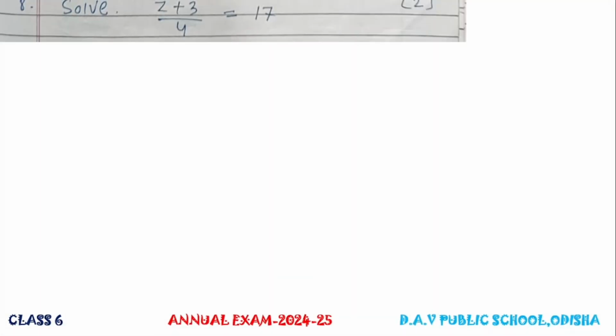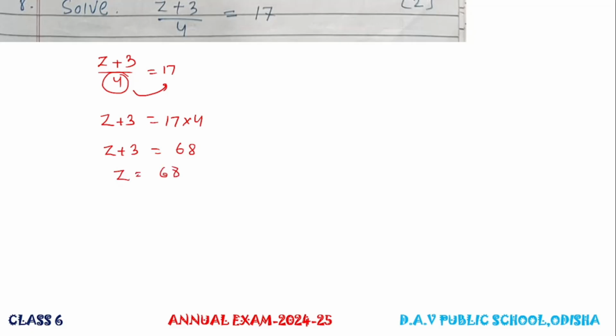Solve this question. So first write down the question, that is z plus 3 divided by 4 equal to 17. So here 4 is division. When it goes to the right side, it becomes multiply. So z plus 3 equal to 17 into 4. So z plus 3 equal to 68. So z equal to 68, here plus 3 means minus 3. So z equal to 65.